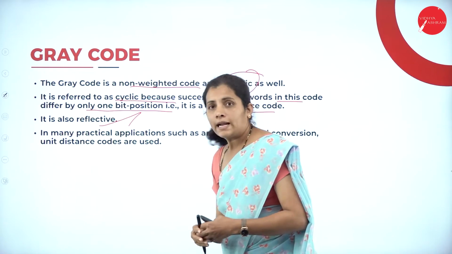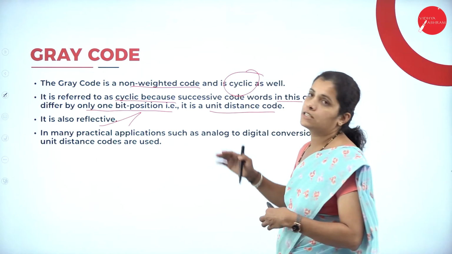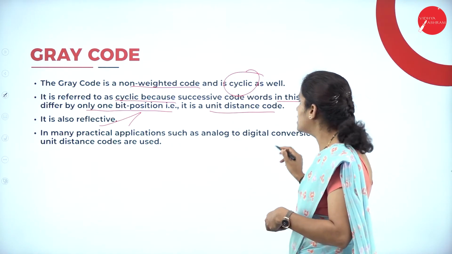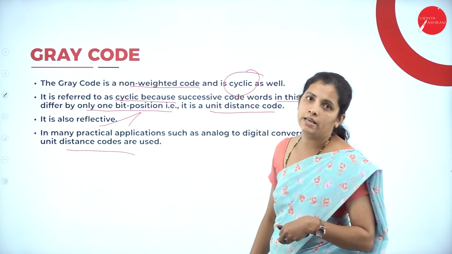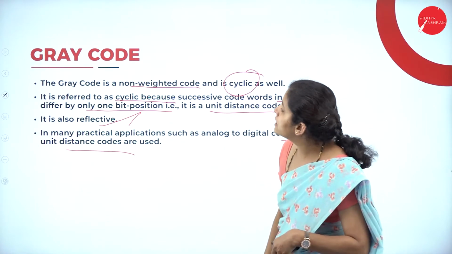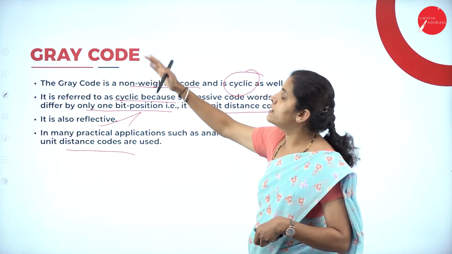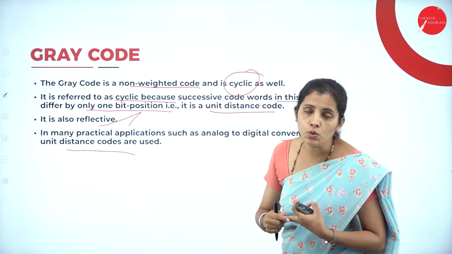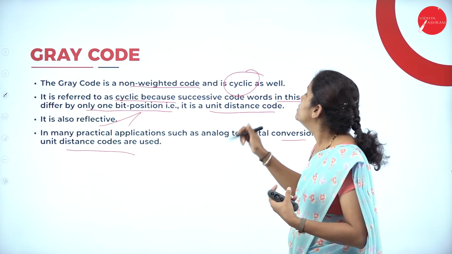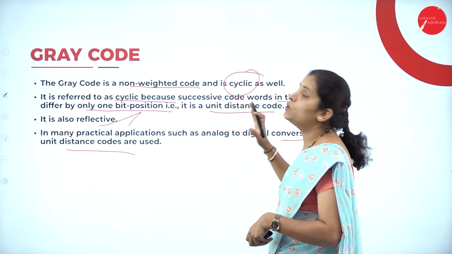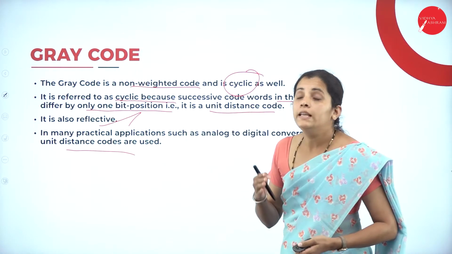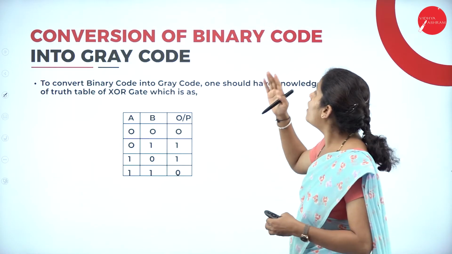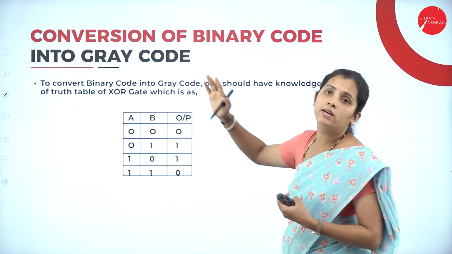In many practical applications such as analog to digital conversion, unit distance codes are used. Here the unit distance code is nothing but gray code. So where can you use gray code? You can use gray code to convert analog to digital. Let's see the conversion of binary code to gray code.